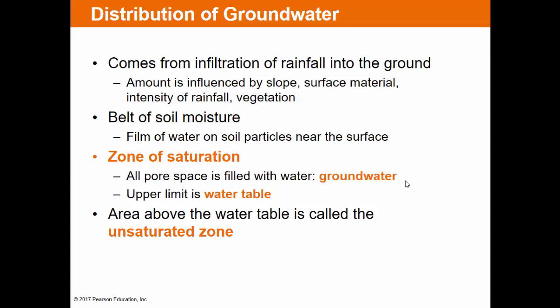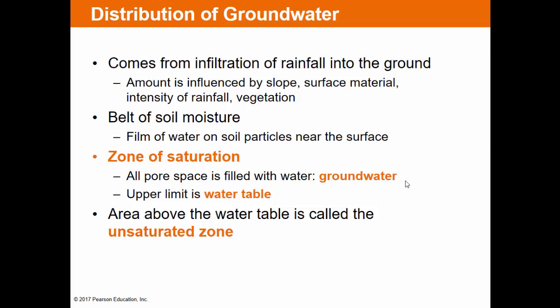Well, it's surface tension. It's all surface tension. So surface tension holds a tiny film of water on soil particles, and it can't be pulled off those soil particles. Now, once you get down through the part of the soil that's just moist or has some water in it, eventually you're going to get to what's known as the zone of saturation, and that's when all of the pore space in the ground is filled with water.